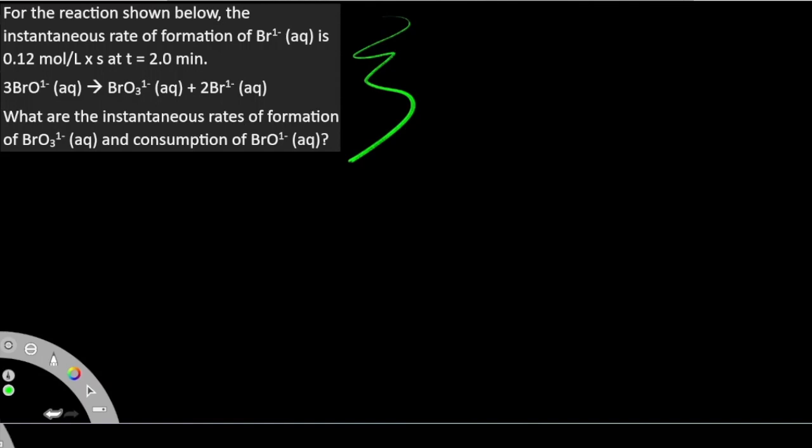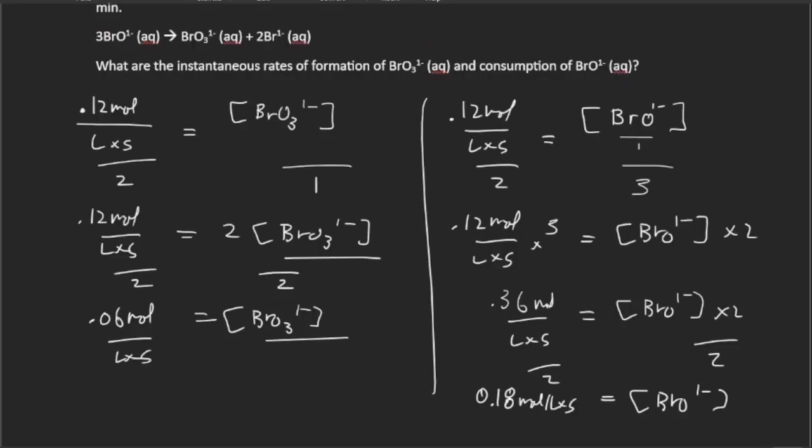This here is our green question of the day. Please give this a try, pause the video, and then I'm going to be showing you the answers shortly. This here is the answer: 0.06 moles per liter per second for the BrO3 1-, and then 0.18 moles per liter per second for the BrO 1-.